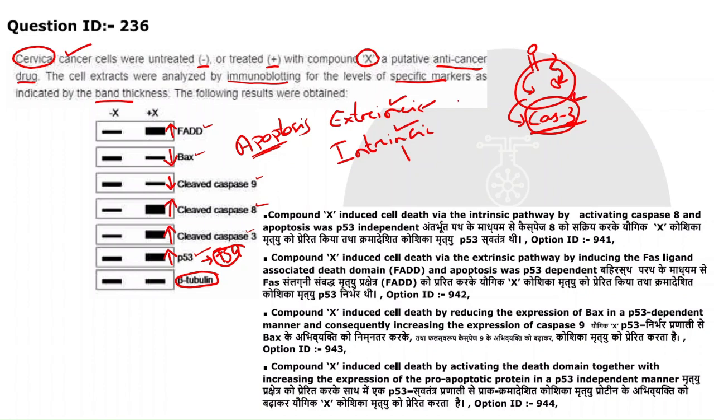If you talk about the extrinsic pathway, there is a receptor called the Fad receptor, and the ligand is the Fas ligand. When the Fas ligand binds with the Fad receptor, it activates Caspase 8. Are you getting it? And in the intrinsic pathway, Caspase 9 will be activated.